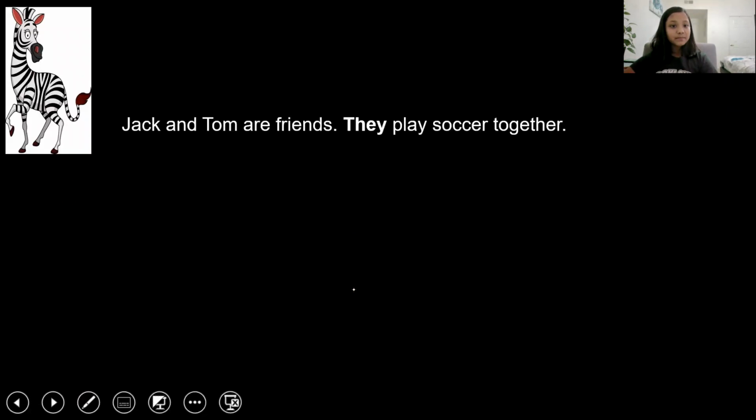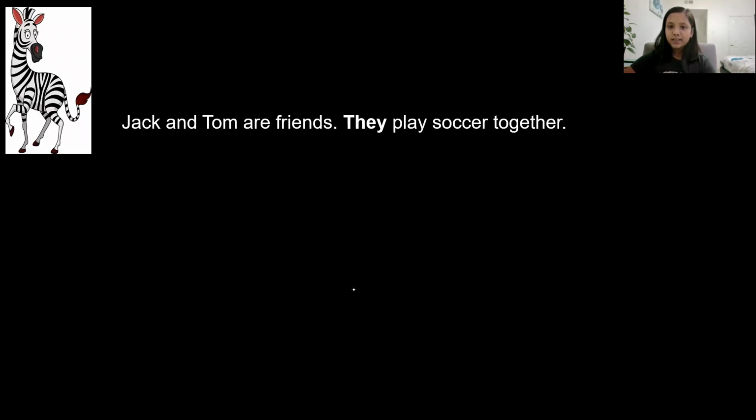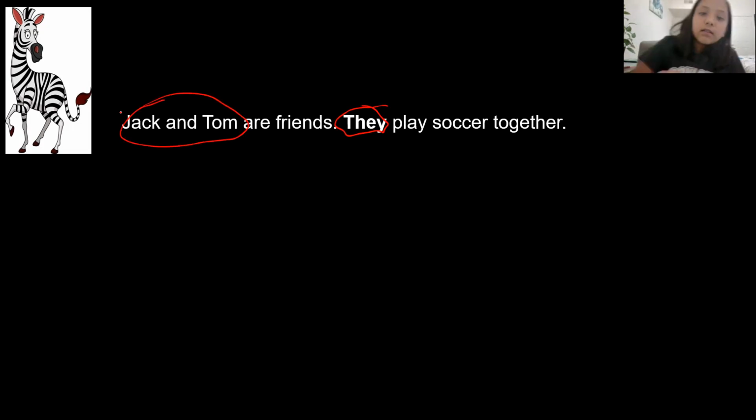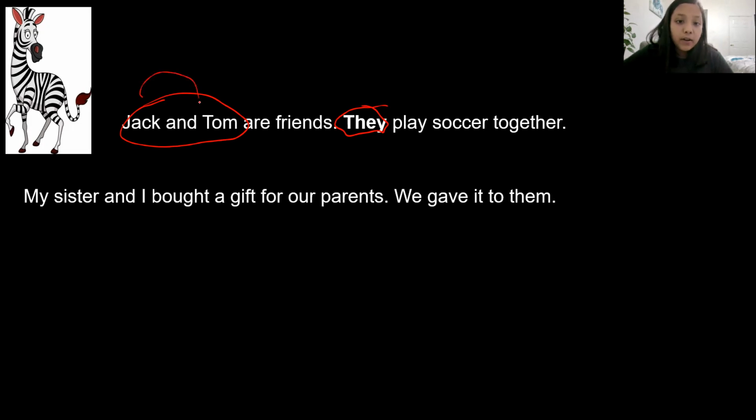Now, example time. Jack and Tom are friends. They play soccer together. Here, they is the pronoun which refers to both Jack and Tom. They is a plural pronoun because it refers to two people. So my sister and I bought a gift for our parents. We gave it to them.